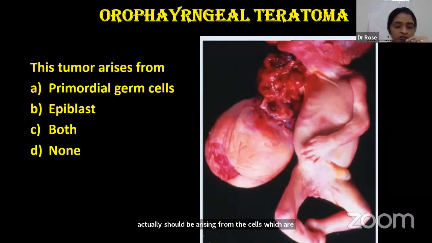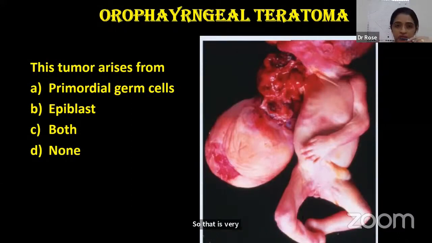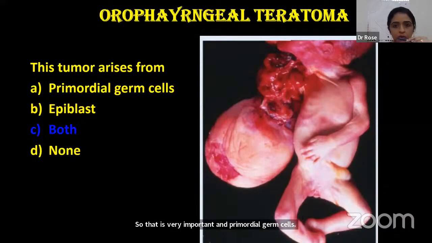So here we have primordial germ cells and epiblast. Epiblast is the layer from which all the three germ layers are finally conceived. So that is very important. And primordial germ cells, they are also capable of giving rise to all the three germ layers. So the answer is both.